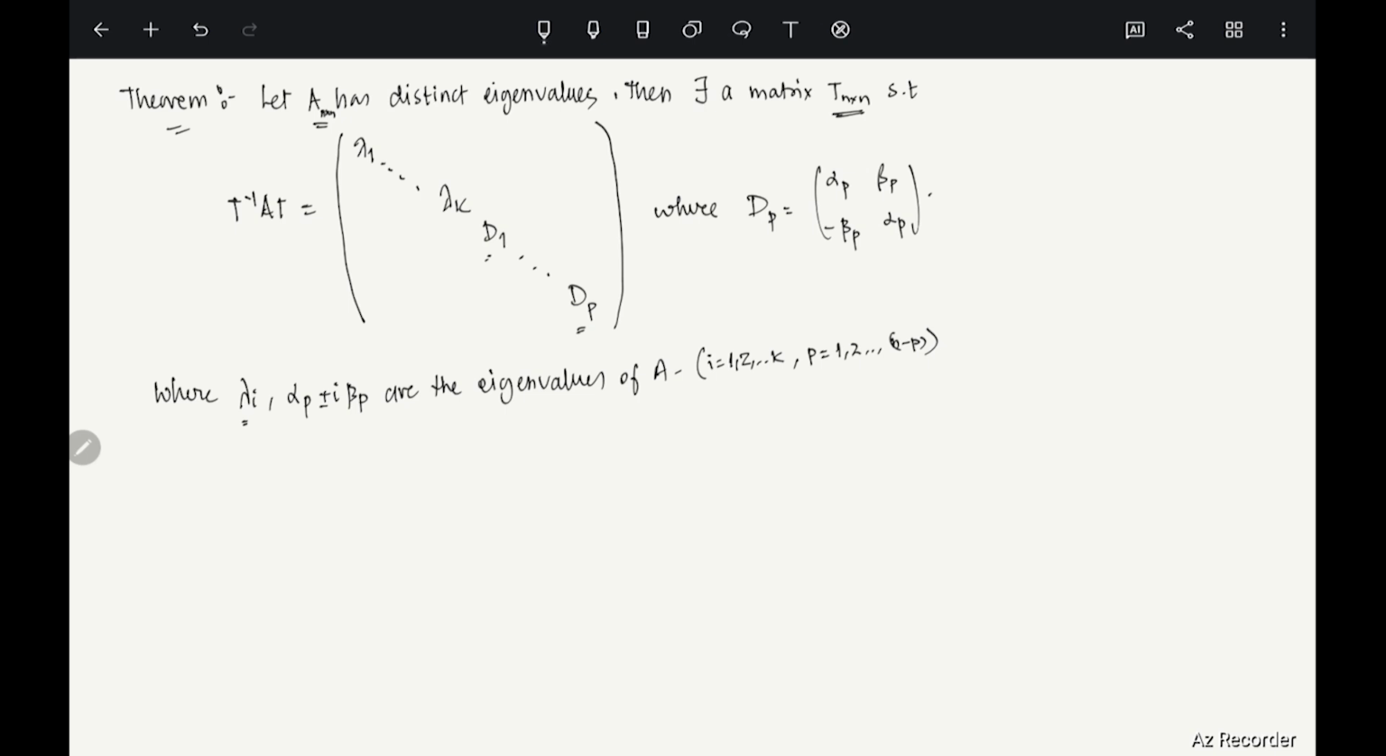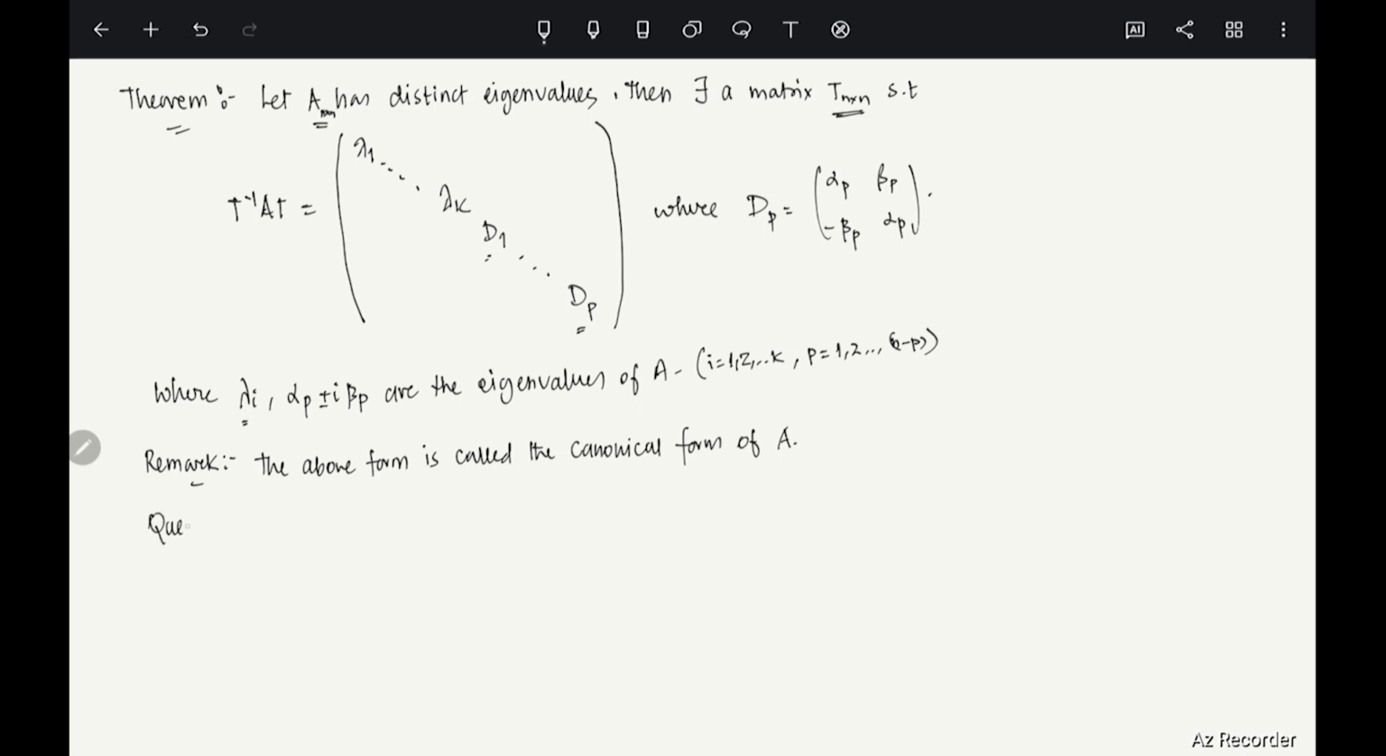Now let me make a small remark here. The form which we got, the above form, is called the canonical form of A. What does it mean? It means that you can always have a change of variable which reduces a very complicated looking matrix to something like a diagonal matrix.